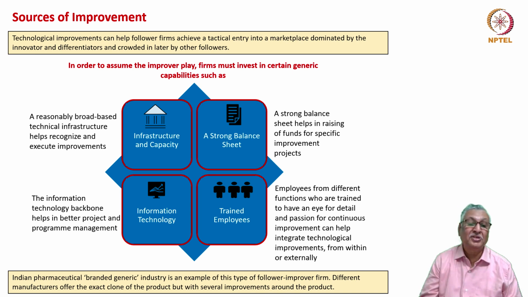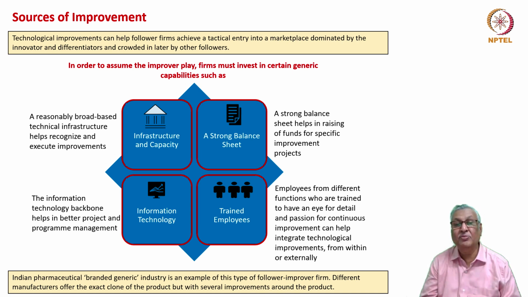Information technology will play a major part in getting better project and program management in the improving companies, and people should be well trained. The experience curve, the learning curve must act to the benefit of the cost curve. Employees from different functions who are trained to have an eye for the detail and passion for continuous improvement can help integrate technological improvements in a cost leader company or in a follower company. The generic pharmaceutical division of the Indian pharmaceutical industry is a great example of the follower improver firm. Different manufacturers offer the exact clone of the product, but they are able to offer them with several improvements around the project and the product.